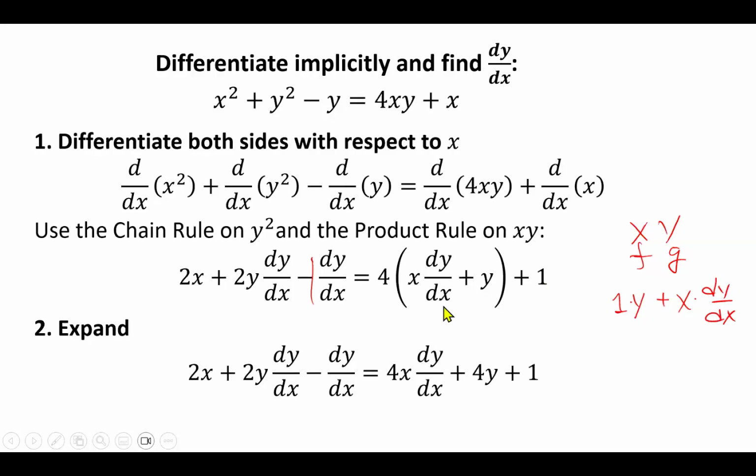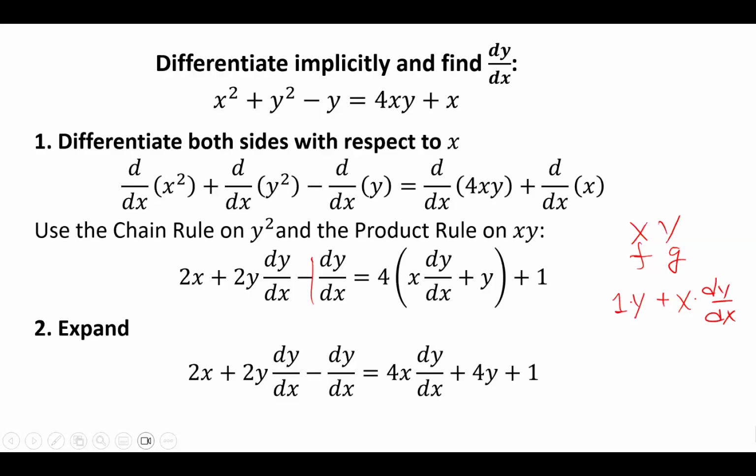Okay, so now that you have all of this, now you want to combine all of the y's on one side. So I'm going to distribute or expand this by multiplying by 4. So I get 4x dy/dx times 4 times y, which is 4y. So that's all I did from this step to the second one.